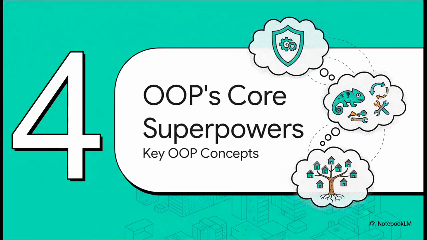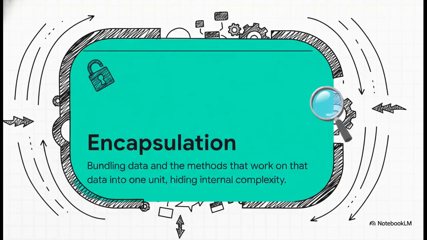All right, we've got the basics down. Blueprints, buildings. Now let's level up and talk about the 3 superpowers of object-oriented programming. This is the stuff that really makes it a game changer for writing big, complex programs. First up, encapsulation. Sounds fancy, I know, but the idea is dead simple. Keep your data safe. It's all about bundling an object's data together with the methods that are allowed to work on that data. It's like putting it all inside a protective capsule, hiding the messy details from the outside world.